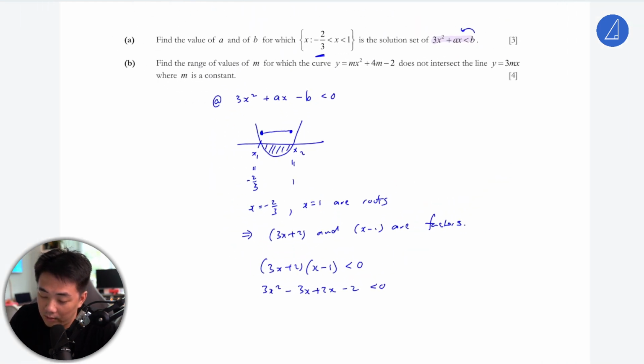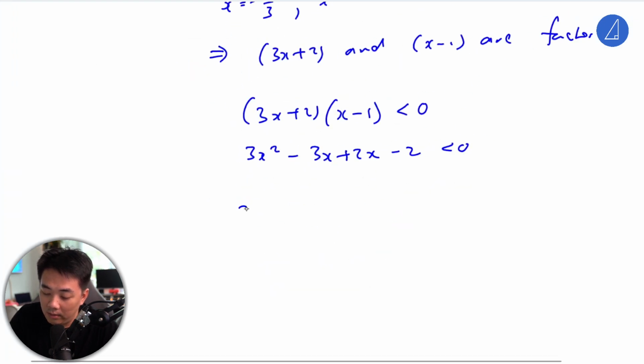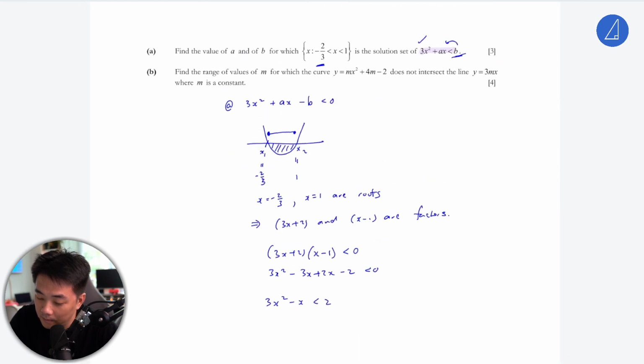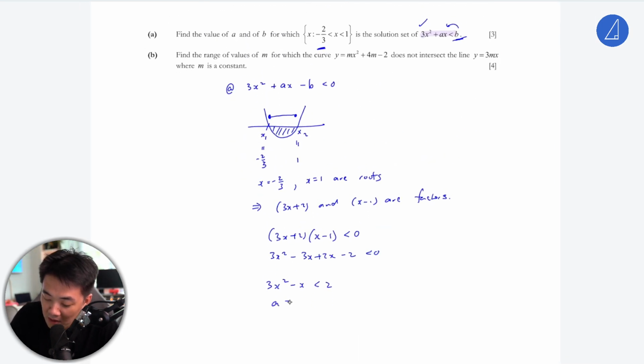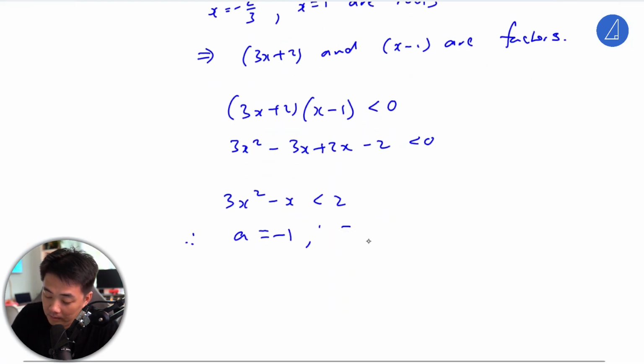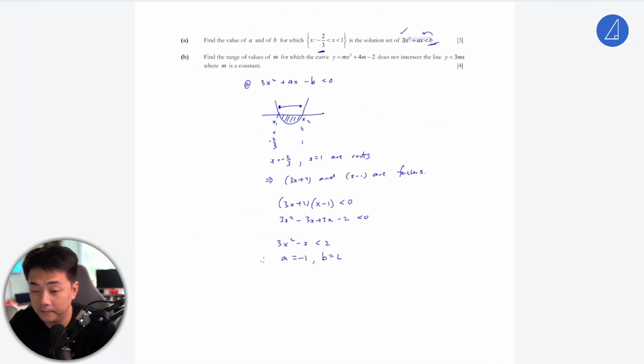Now what you need to do is look at the b's on the other side. So we already fixed the 3. So this equation is actually what we got already. So that will be 3x squared minus x less than 2. Right, so A is negative 1 and B is actually 2. Alright, so that is the case there.